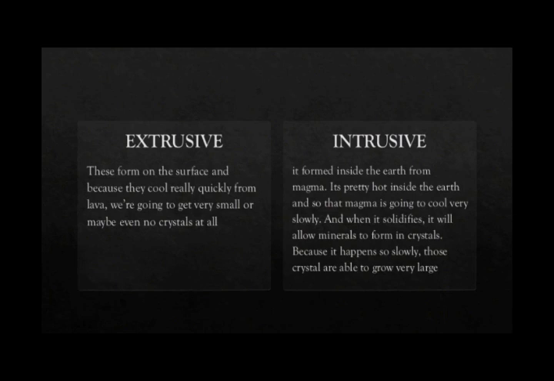The second is intrusive igneous rock. That means it forms inside the earth from magma. It's pretty hot inside the earth, and so that magma is going to cool very slowly. When it solidifies, it will allow minerals to form crystals. Because it happens so slowly, those crystals are able to grow very large.